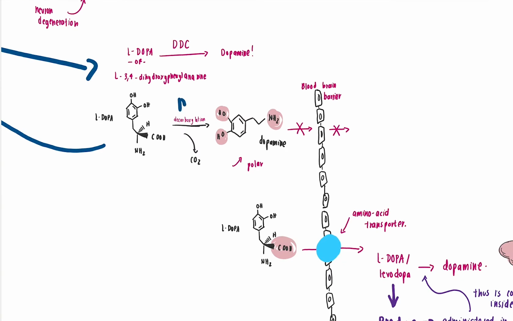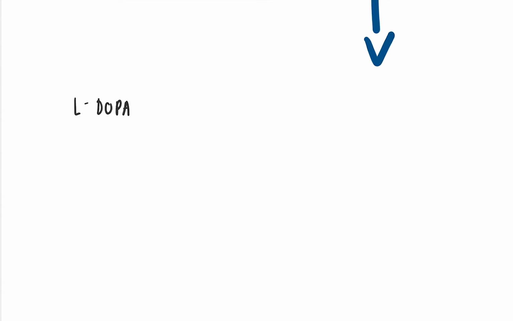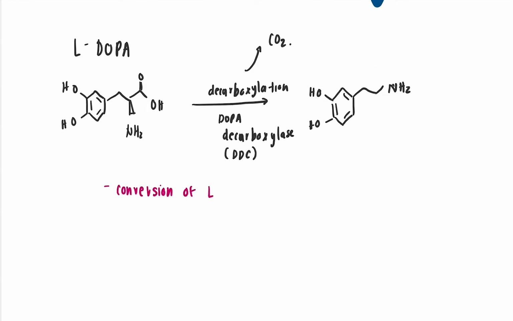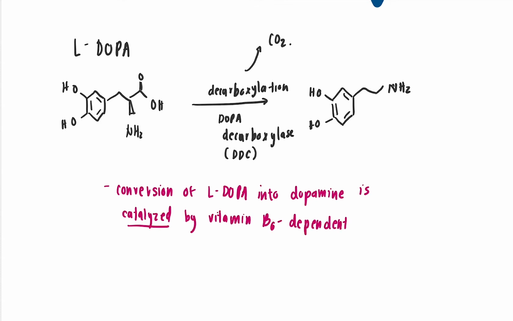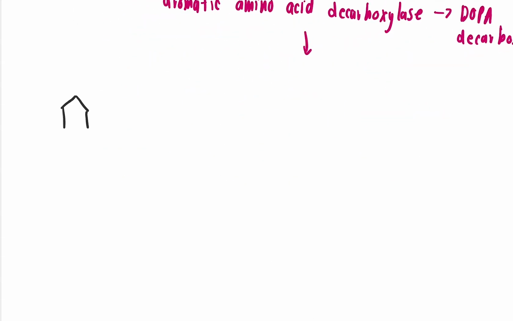Now, looking at the mechanism of DDC, the conversion of L-DOPA into dopamine is actually catalyzed by the vitamin B6 dependent enzyme aromatic amino acid decarboxylase, which is DDC. So the way in which this happens is that L-DOPA first has to react with vitamin B6. Now here we are going to try to explain the mechanism of this enzyme and draw it. Hopefully you're able to follow along.